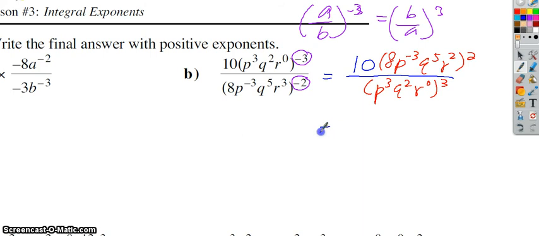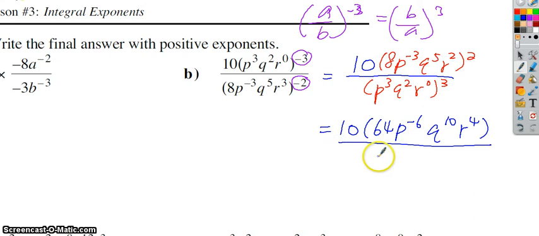Now, I still need to take care of the bracket. So for the top, I square everything inside the bracket. How about the 10? It stays. So A becomes 64, P becomes negative 6. How about the negative? How come we don't deal with it? We will deal with that in a minute. I just want to take it one step at a time and do it correctly.